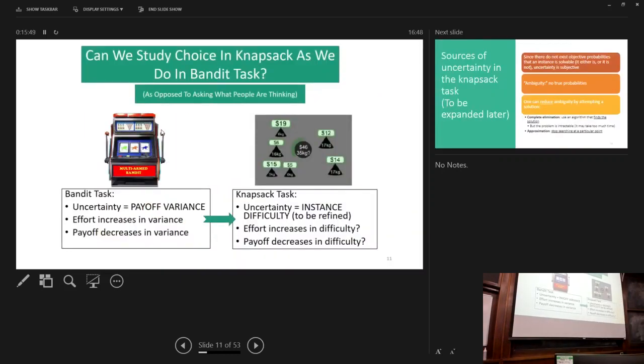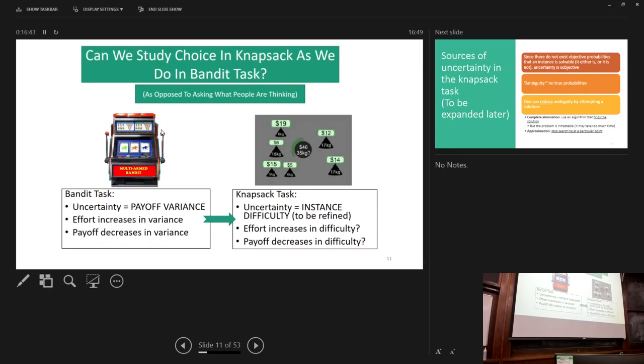This is the question that I wanted to ask: can we study choice in the knapsack as we do in the bandit task? As opposed to asking what people are thinking, let's go first to the problem at hand and see whether we can say something about what people are doing from the mathematical properties of that instance. We have mathematical properties of the multi-arm bandit problem, among others, uncertainty. We can measure uncertainty with payoff variance, a mathematical concept which exists there because they have objective probabilities. Is it true that when the variance goes up, effort increases, and that if the variance goes up, payoff decreases? The answers to these two questions are absolutely yes. So you have some predictability, you have some signs that can do it. It starts from the problem at hand, and we don't have to look at what they're thinking.